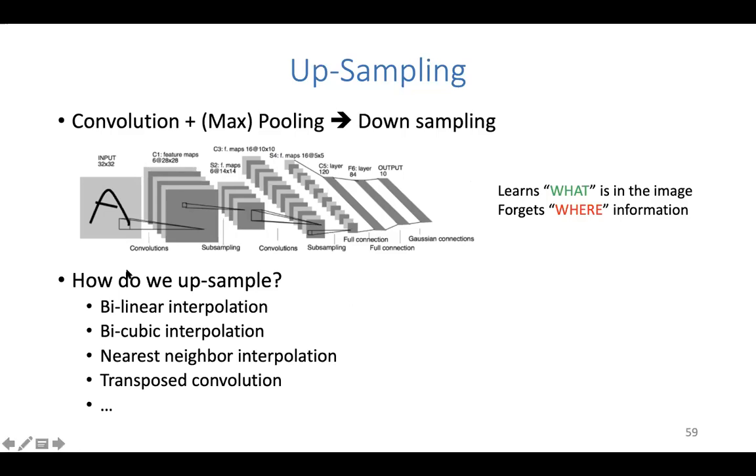So how do we upsample? You can either use bilinear interpolation, bicubic interpolation, or nearest neighbor interpolation. These three are well-known interpolation methods, but what UNet chose to use is called transposed convolution.